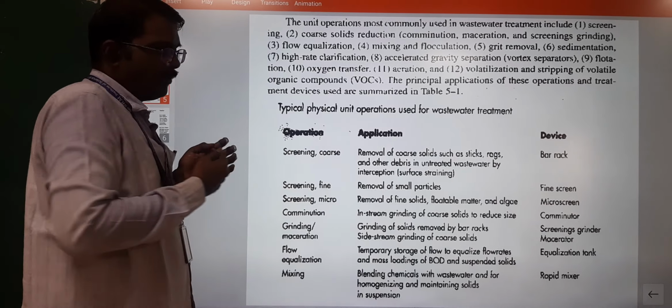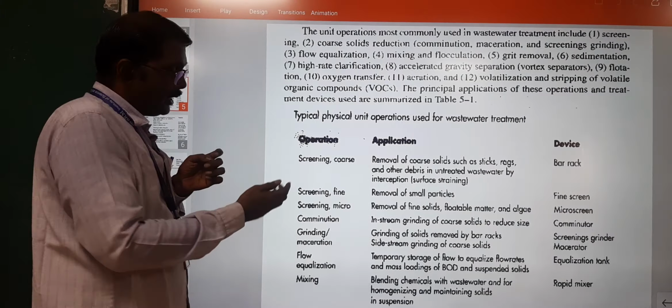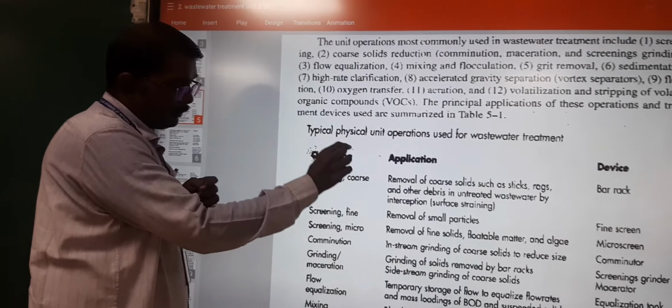Then screening is categorized depending on the size: coarse, fine, and micro. Fine screening is used for removal of small particles, with the appropriate screening apparatus. Then micro screening is used for the removal of micro-size particles.